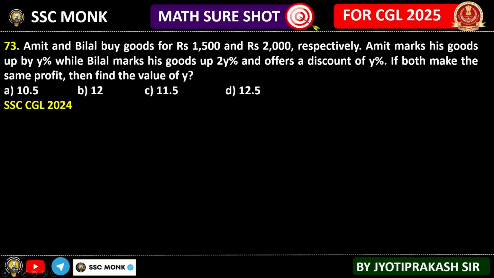Clear? Next, Amit and Bilal buy goods at 1,500 and 2,000 respectively. Amit marks his goods up by 2y%, while Bilal marks his goods up by 2y% and offers a discount of y%. If both make the same profit, then find the value of y. What is happening? Amit is purchasing for 1,500, Bilal is purchasing for 2,000. Amit is marking his goods by y percentage. Bilal is marking his by 2y percentage. Now Bilal is offering discount of y%. Clear? And they are making the same profit.